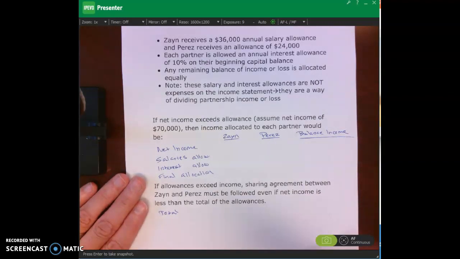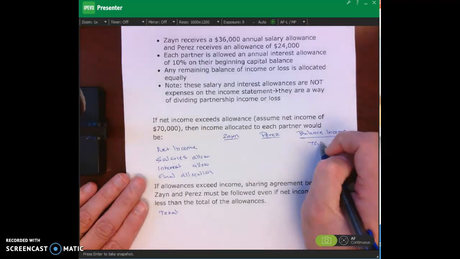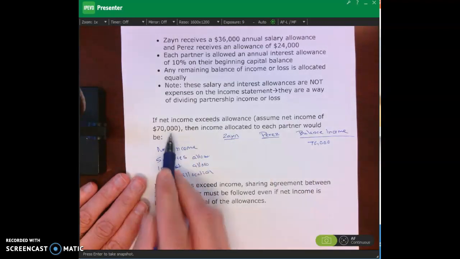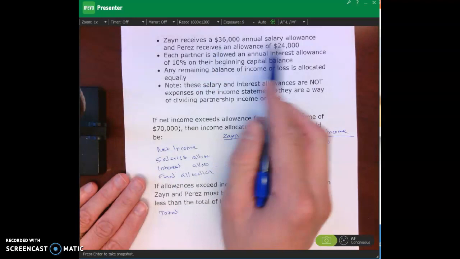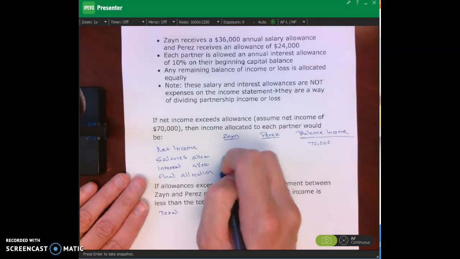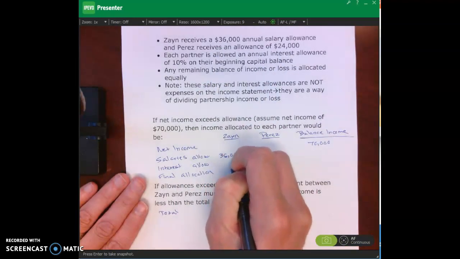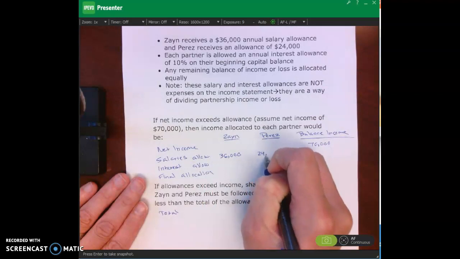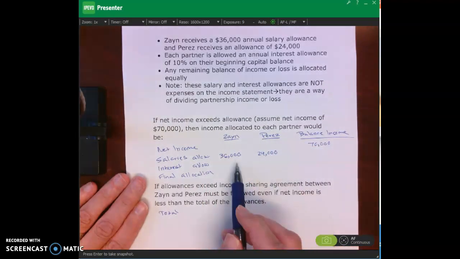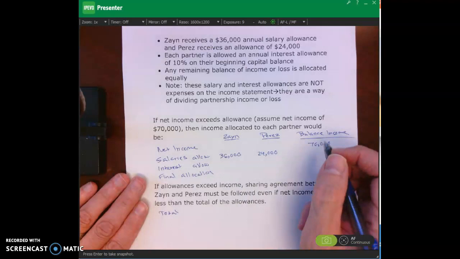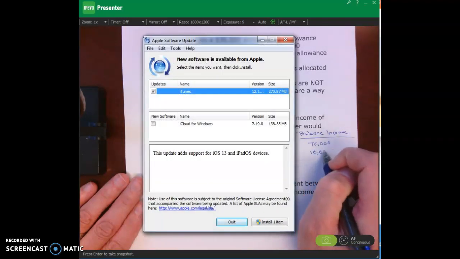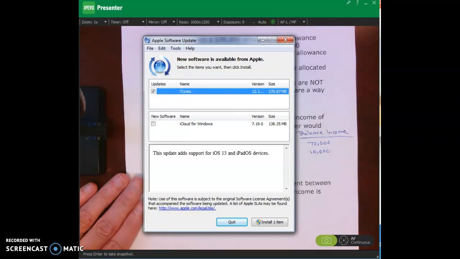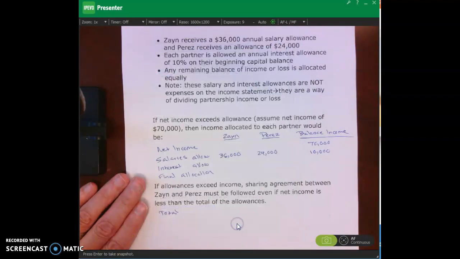So I have my initial $70,000 in net income, and that's given to me right over here. And then it says Kayla gets 36 and Hector gets 24. So I'll come over here and put 36,000 for Kayla, and then 24,000 for Hector. 24 plus 36 is 60, and subtracted from the 70, that gives us our balance in income, $10,000.